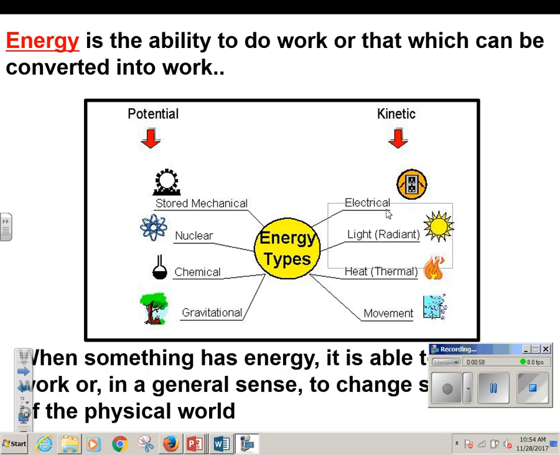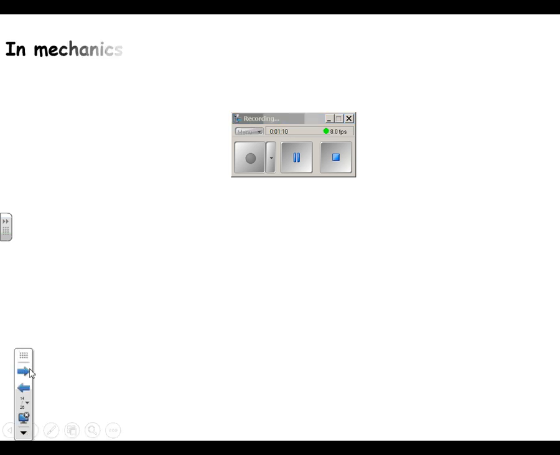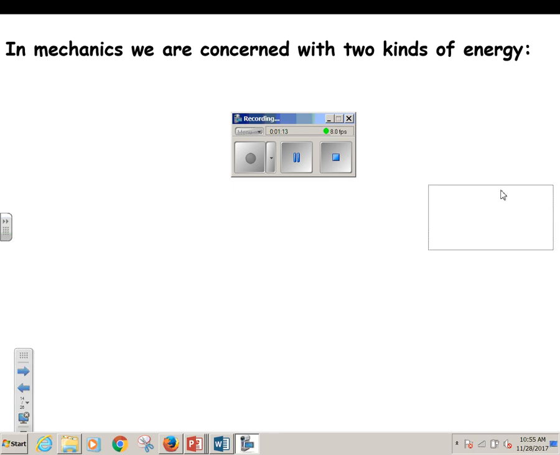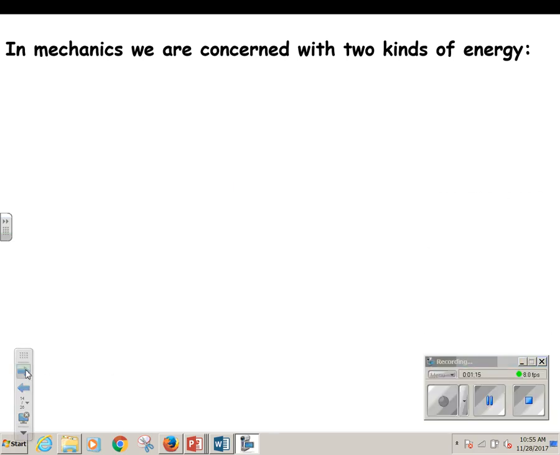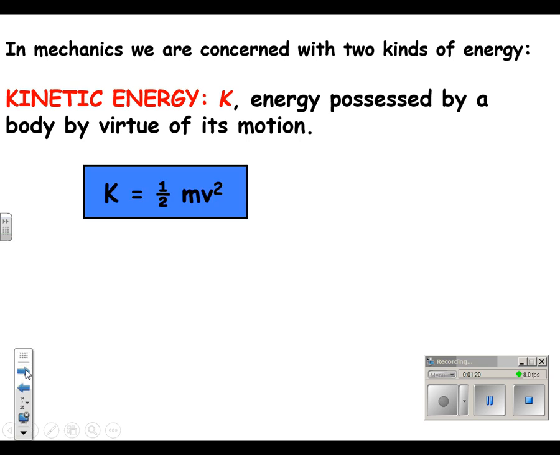Now, when something has energy, it is able to perform work. So in a general sense, to change some aspect of the physical world is to do work. Okay? So in mechanics, we're concerned with 2 types of energy, and those 2 types of energy are kinetic energy, which is the energy of motion, and its formula is K equals 1/2 mv squared, which is on your formula chart, and its units are joules. Since kinetic energy is really just a form of work, it has the same units as work does.